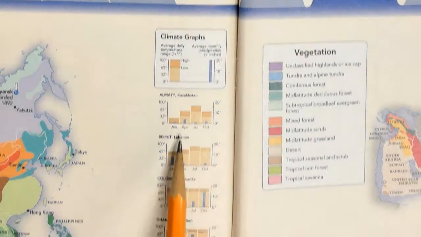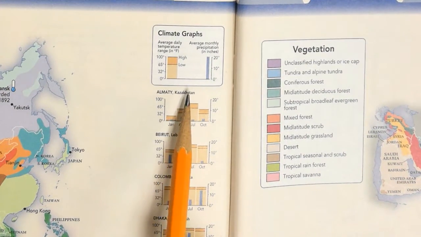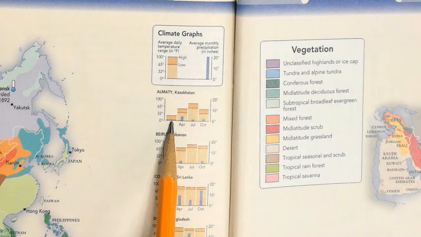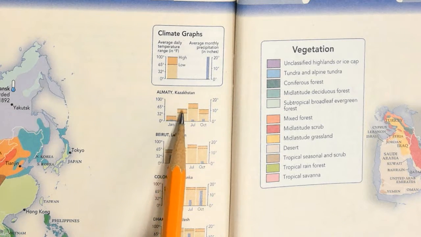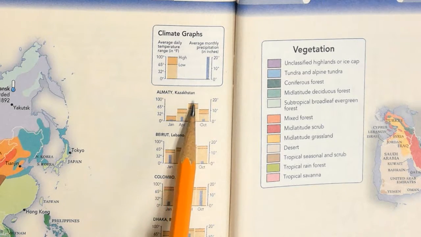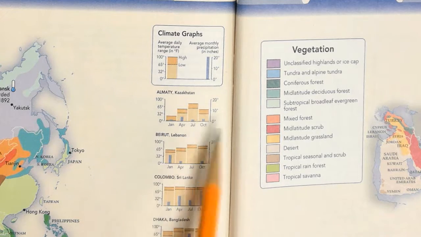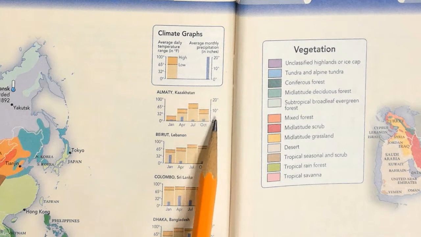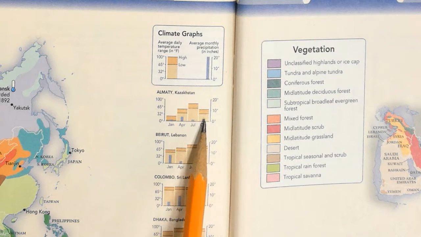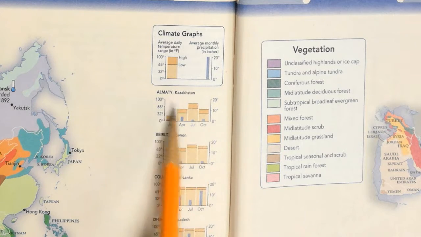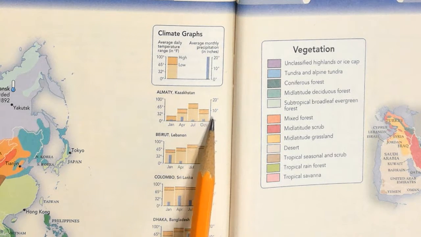Now, just as an example, Almaty, Kazakhstan, in January, it's pretty cold. High is 32, low is down to 0. In April, high is 65, low is, I don't know, 40. July, there's the temperature, and October, there's the temperature. So temperature is on this side, and rainfall is on that side. So in October, how much rain does Kazakhstan get? Well, maybe an inch, 2 inches in October.